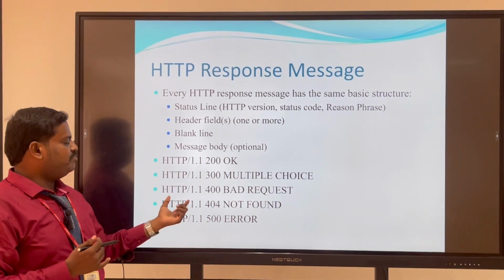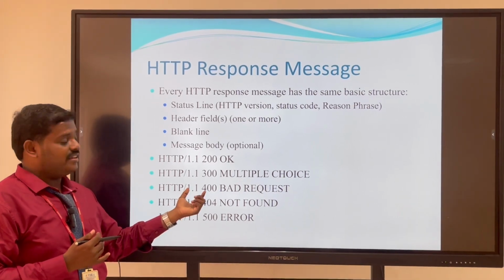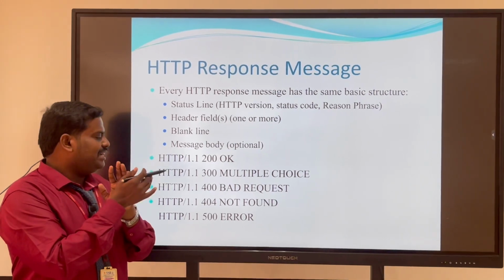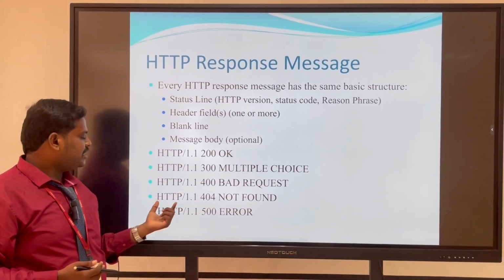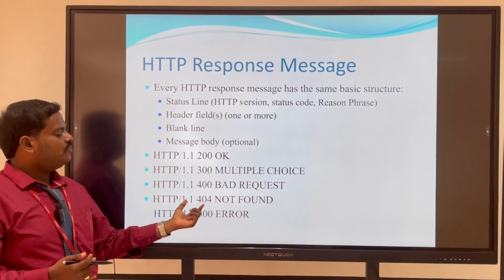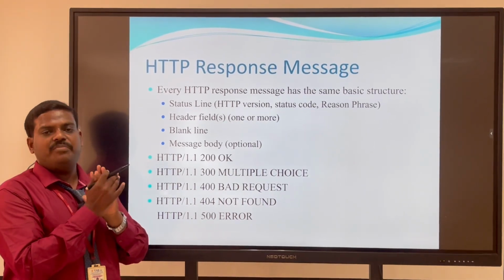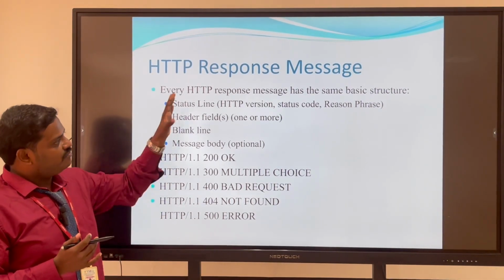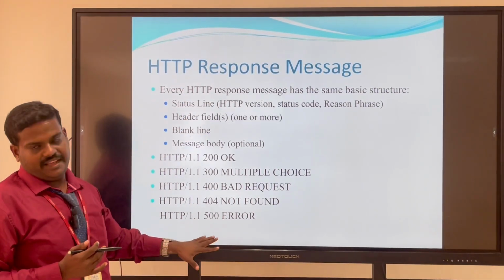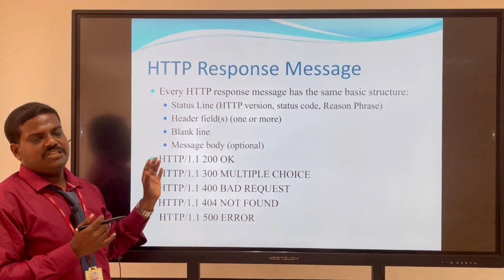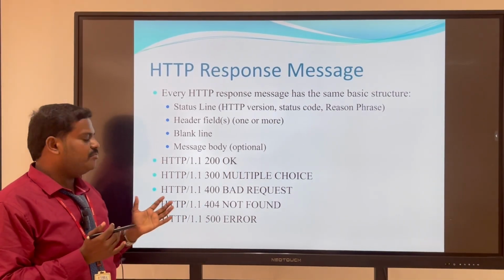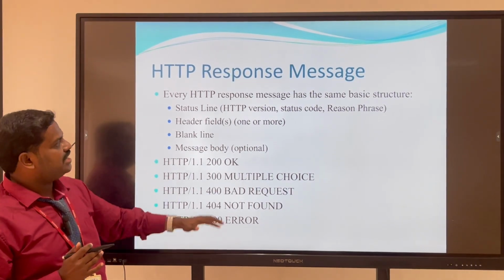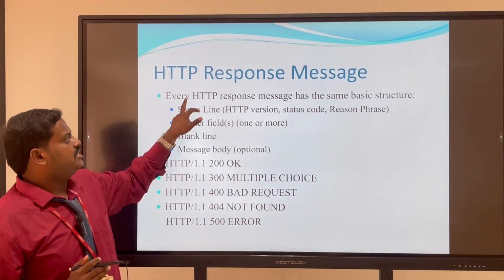Next, HTTP/1.1 400 is a bad request, so it cannot be used. That is 400. Next is HTTP 1.1 404 not found: the particular page cannot be found. Next, HTTP 1.1 500 is an error. For example, www.VSBECIT1.com means the particular page cannot be found. Those are the five important status codes we can discuss in the HTTP response message.